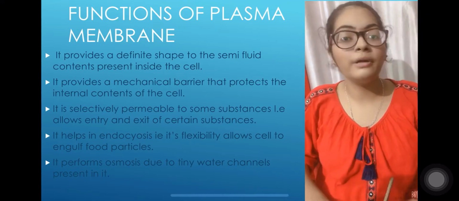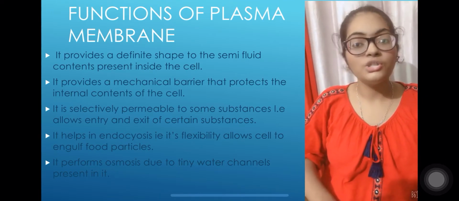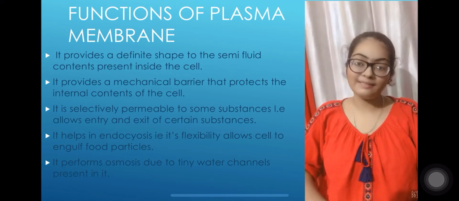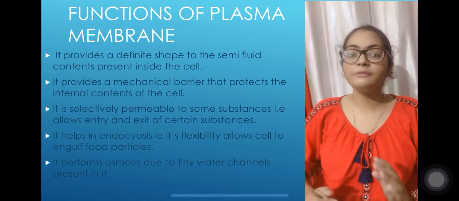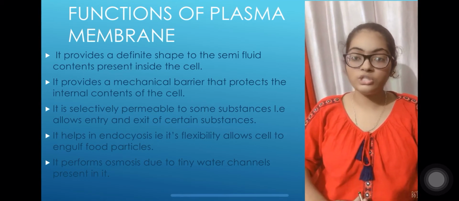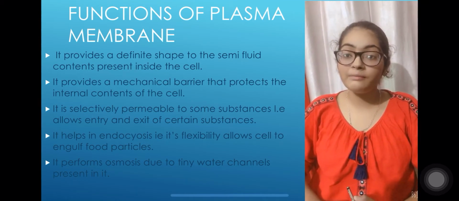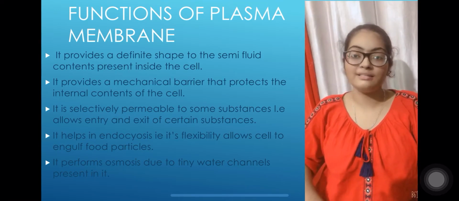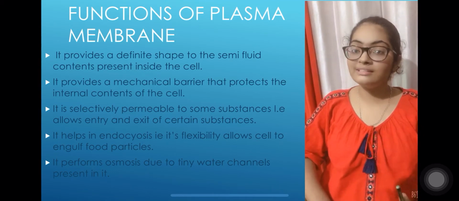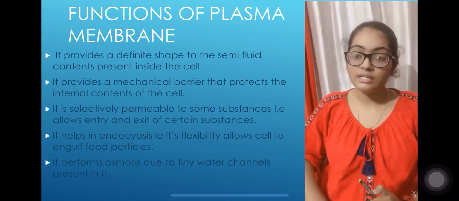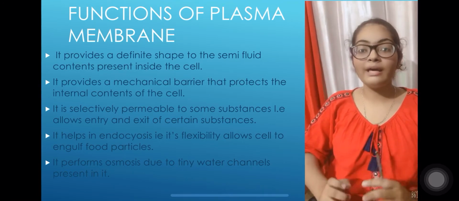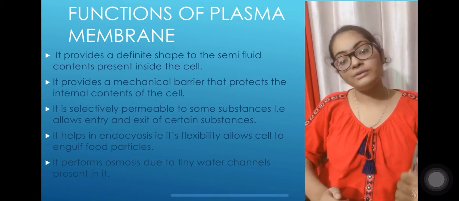So last but not the least, we are proceeding on to our last topic, which is functions of the plasma membrane. What is the work of the plasma membrane? What does it perform? How does it perform its work? I've already discussed the semi-permeable nature of the plasma membrane. It is selectively permeable. It does not allow all the substances to pass through it. It allows only certain substances for the entry and exit. It acts as a mechanical barrier between its contents and the outer environment.